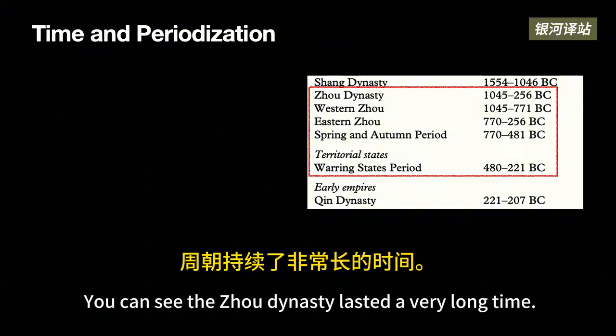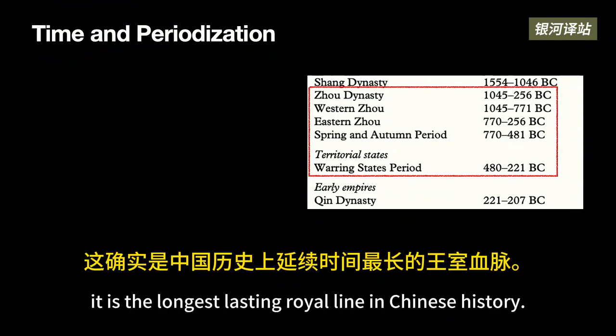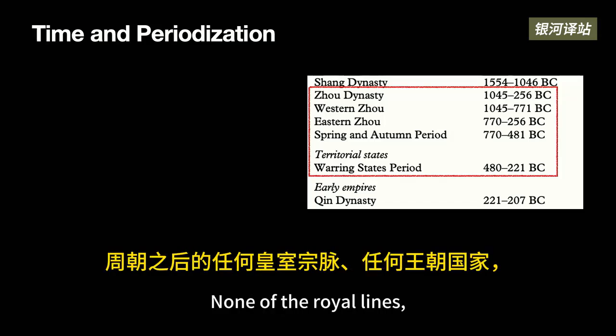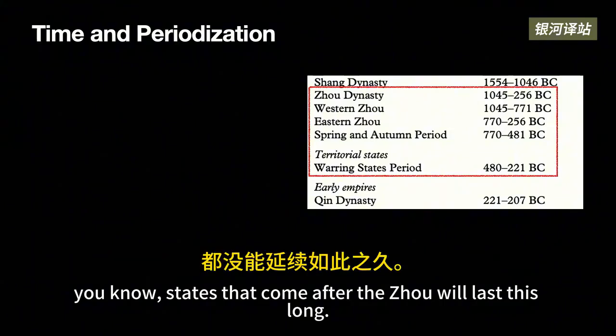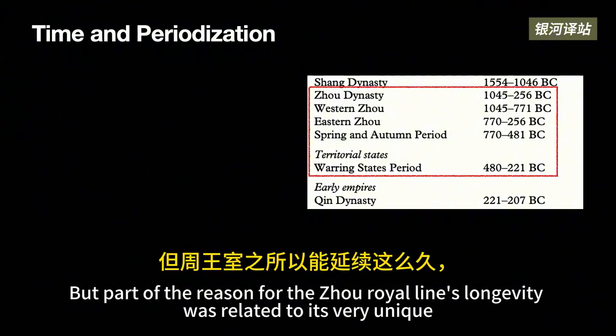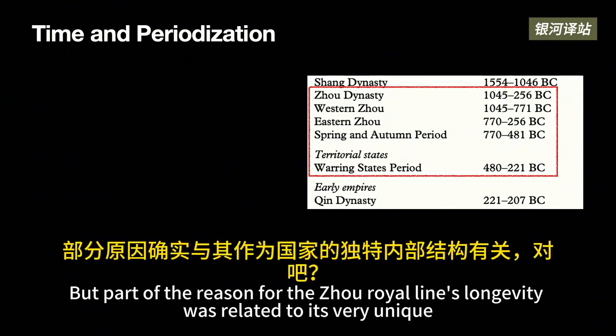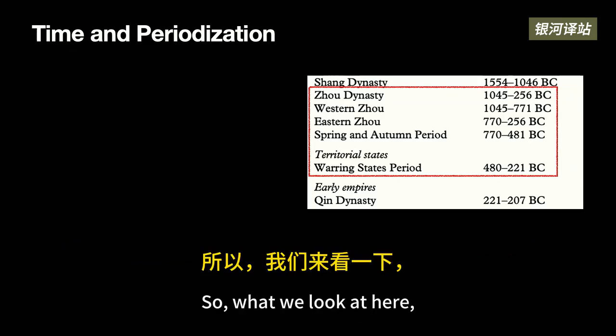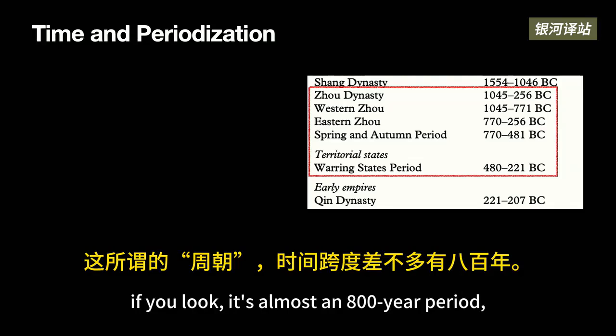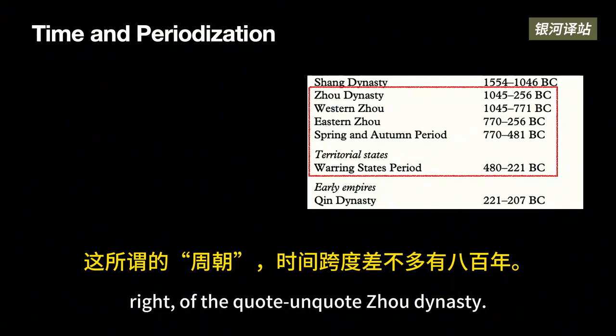You can see the Zhou dynasty lasted a very long time. Actually, technically, it is the longest lasting royal line in Chinese history. None of the dynastic states that come after the Zhou will last this long. But part of the reason for the Zhou royal line's longevity was related to its very unique internal structure as a state. It's really one of a kind. So if you look, it's almost an 800-year period of the quote-unquote Zhou dynasty.